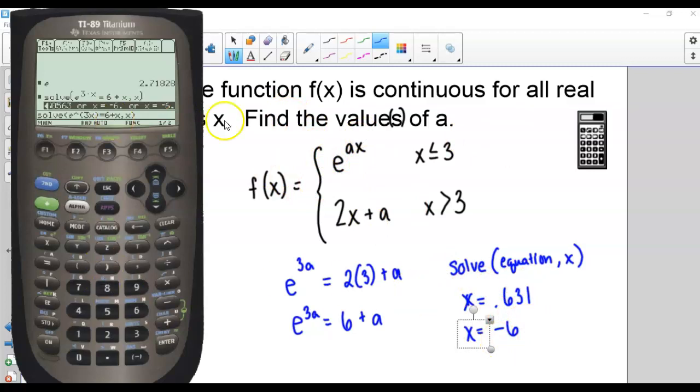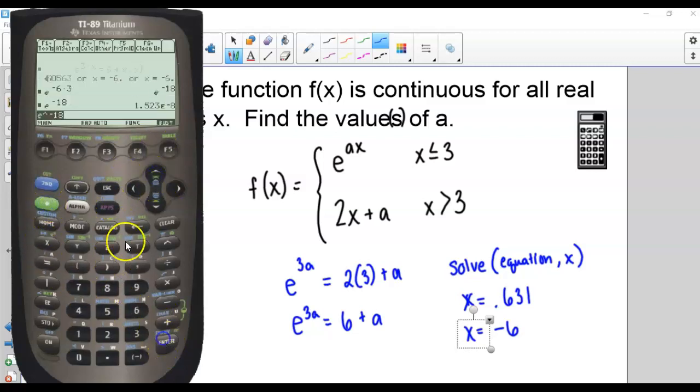And you can always check by plugging the numbers back in. So if we do e to the, let's just use the negative 6 to check for right now. So it'd be negative 6 times 3. There we would get e to the negative 18. Let's see, hold on. Right there I really don't want e to the negative 18. I want to do the green button enter. Wait.